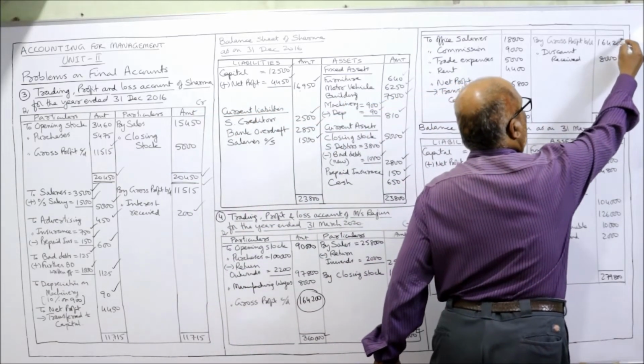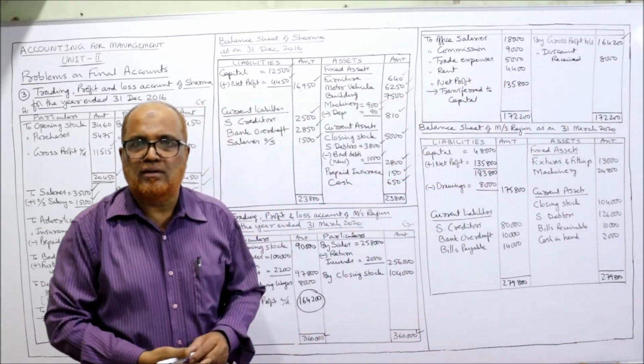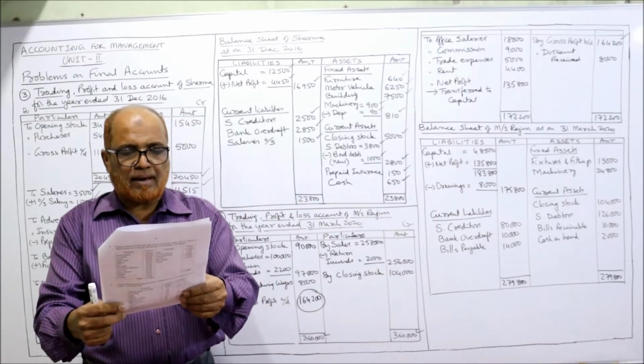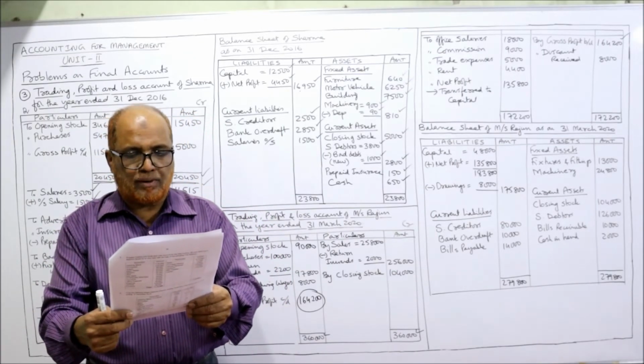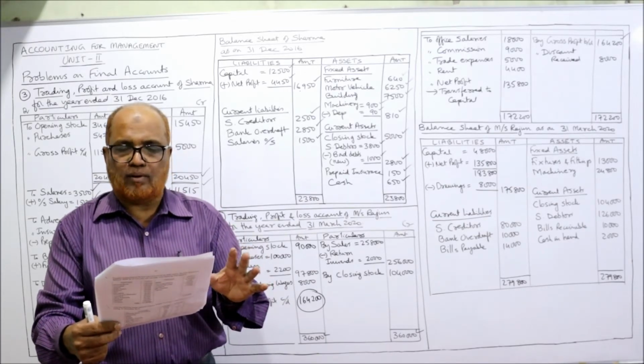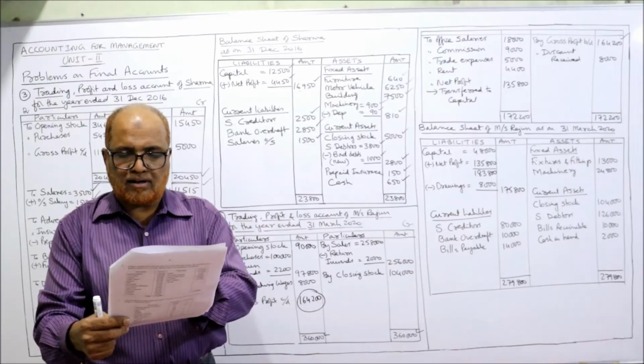Here we have taken 1,64,200. Now one by one item. Drawings will go to the balance sheet, capital, sundry creditors, bills receivable, opening stock, fixtures, cash in hand, machinery, bank overdraft, purchases, all these items are over. Now sales over, return inward, return outward over.